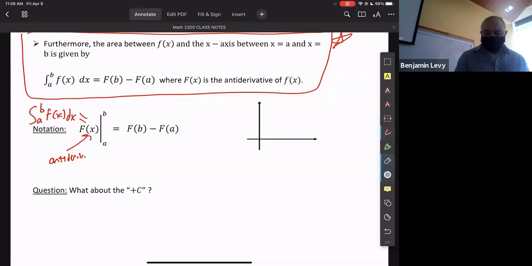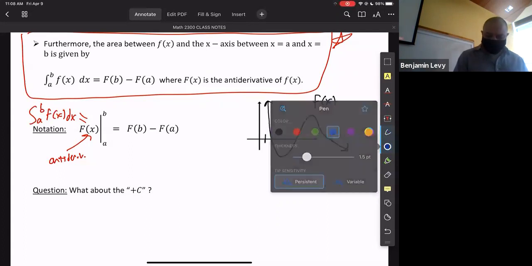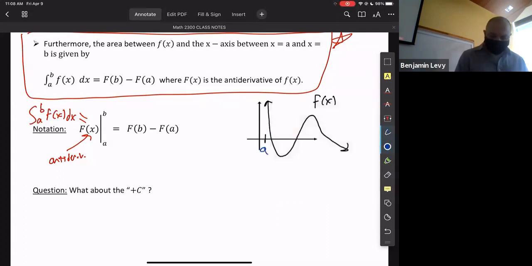And the takeaway, the whole point of this, is we're trying to estimate the area between the function and the x-axis, right? And so let's say this is our function. And let's say this is A and maybe B is over here somewhere.